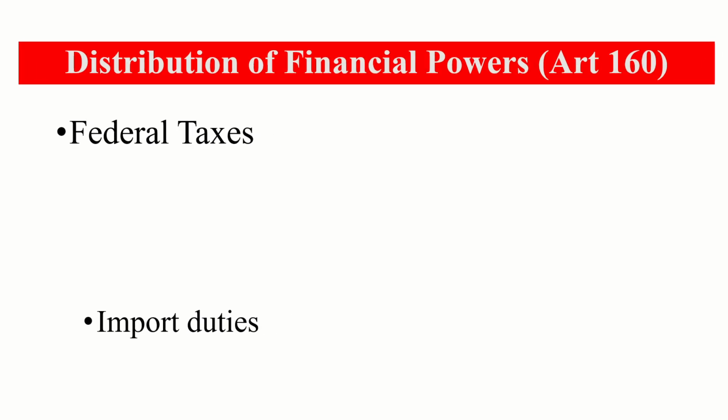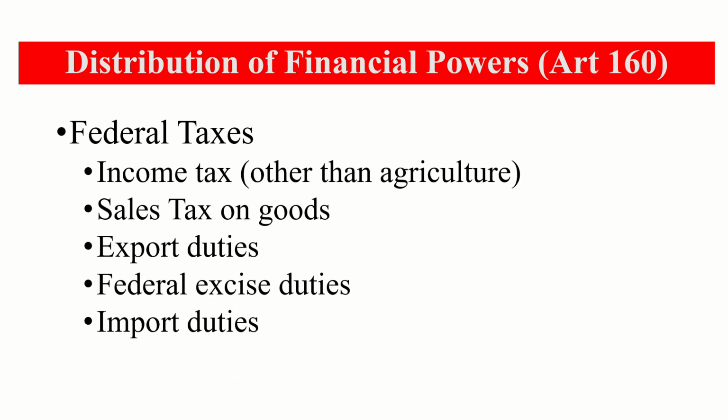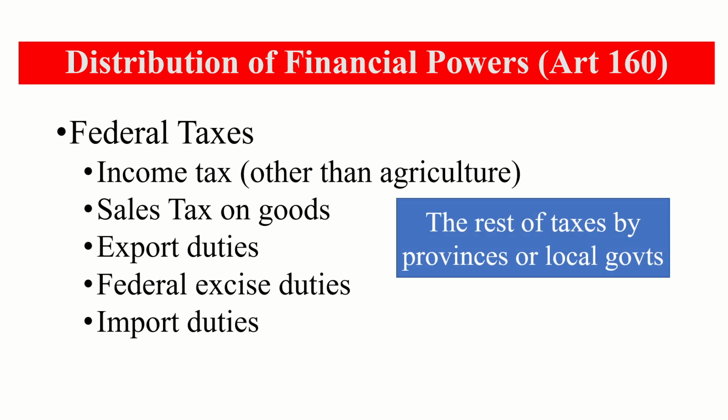An important subject is the distribution of financial powers between the federal government and the provinces. In Pakistan, most of the taxes are levied by the federal government, which includes the income tax other than the agriculture income tax, which is in the domain of the provinces, sales tax on goods, export duties, federal excise duties and import duties. The rest of the taxes are levied by the provinces or local governments. But as you can see, almost all the important taxes are imposed by the federal government.